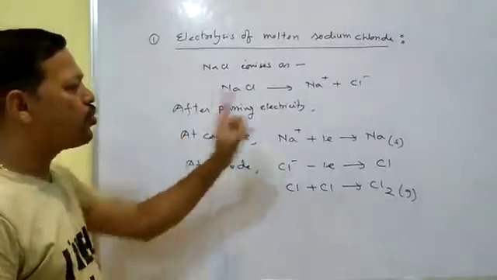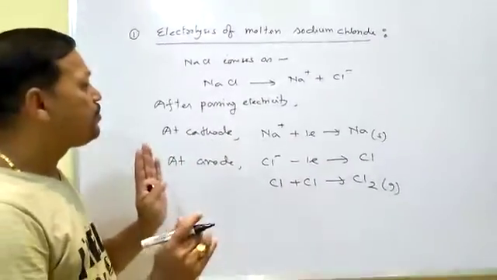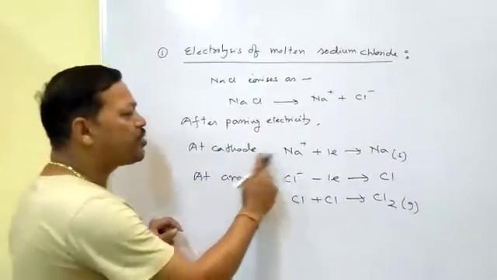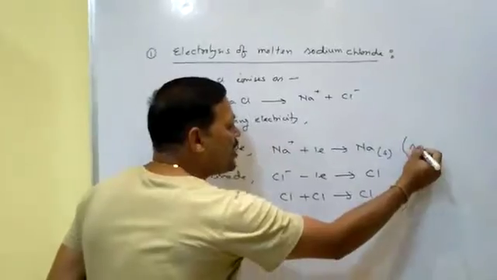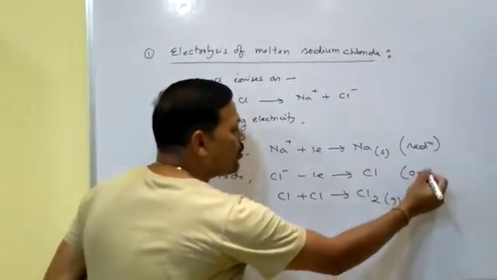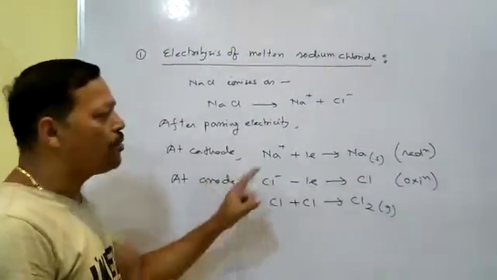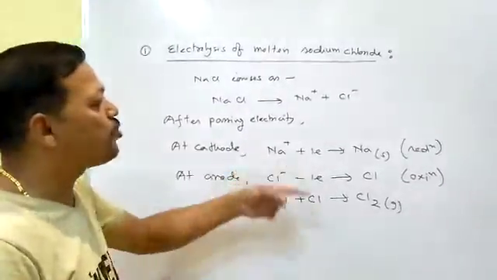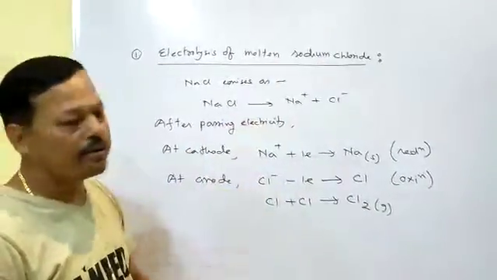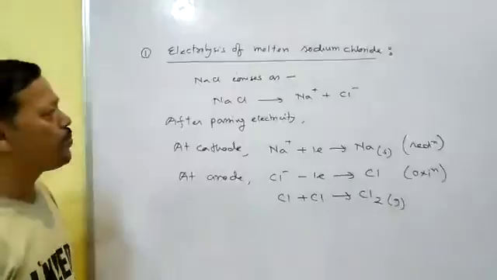So at the cathode, sodium will deposit and at the anode, chlorine will liberate. After passing electricity, some reaction takes place. At the cathode, gain of electron takes place, I mean reduction takes place, and at the anode, loss of electron takes place, I mean oxidation takes place. At the cathode, always reduction takes place, and at the anode, always oxidation takes place. This way, you can separate sodium and chlorine from sodium chloride compound. So this is the electrolysis of molten sodium chloride.